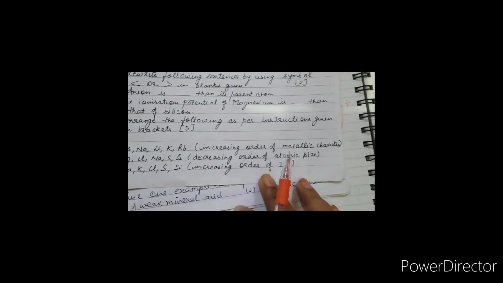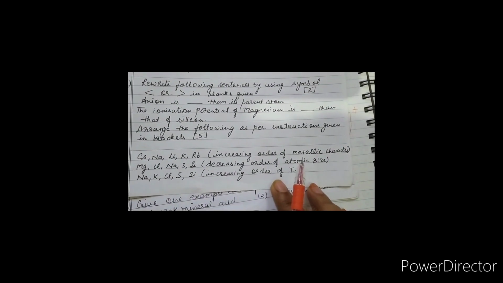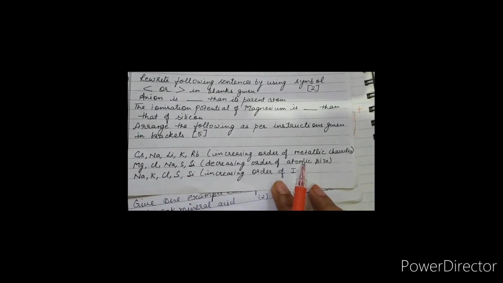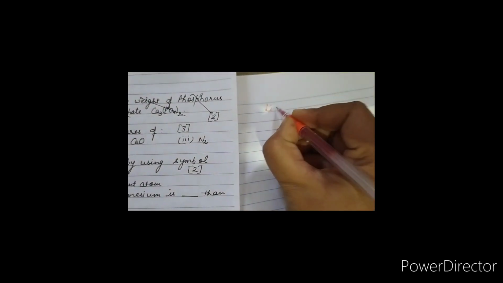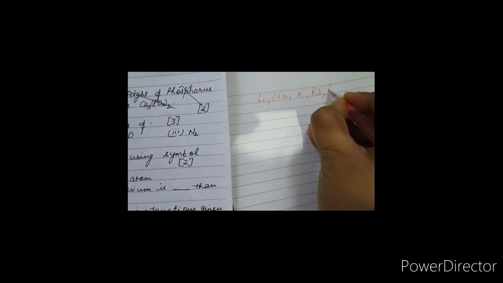Now arrange the following as per instructions given in the brackets. Number first is, arrange all these elements as they are arranged in the periodic table. So how will we arrange? We'll arrange it like this: lithium, sodium, potassium, rubidium, and cesium. These are arranged in the periodic table in a group.